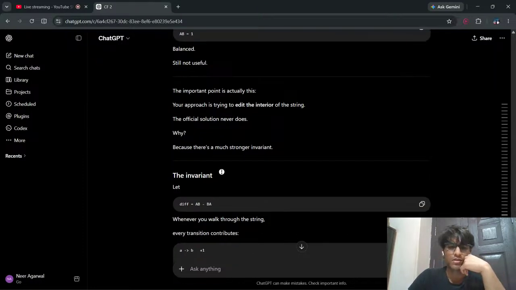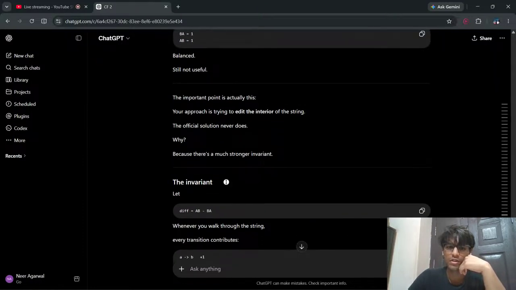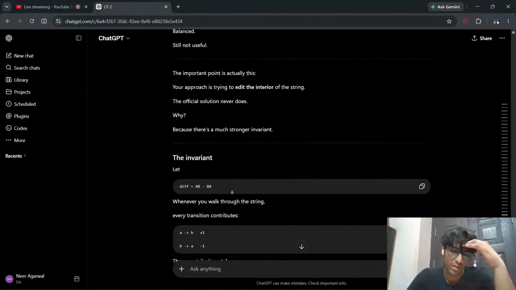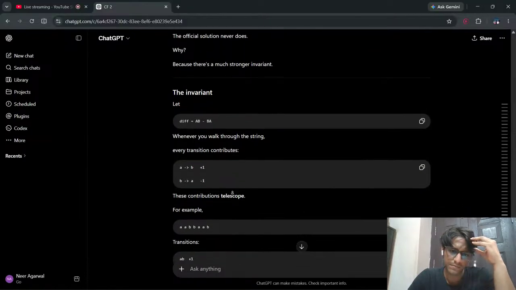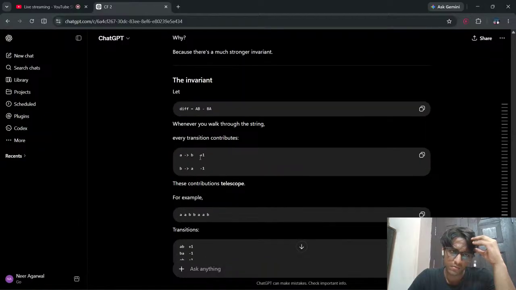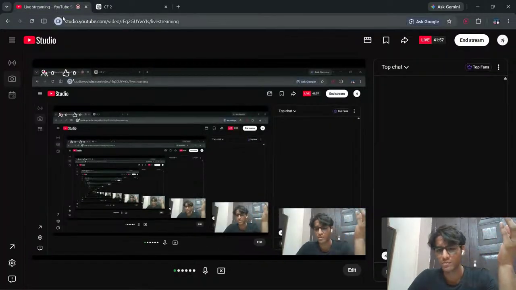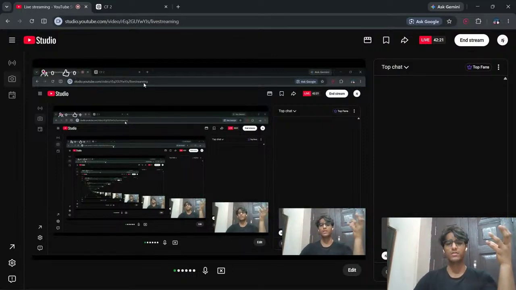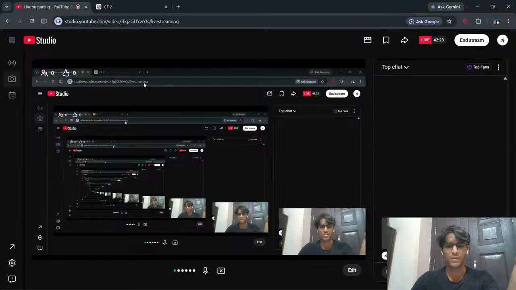The important point is actually that your approach is trying to edit the interior of the string, unlike the official solution. But that doesn't mean that my solution is wrong, right? If my solution is still able to solve the problem, then that doesn't mean it is wrong just because it's different. Just because my solution is not the intended solution doesn't mean that it's wrong, right?